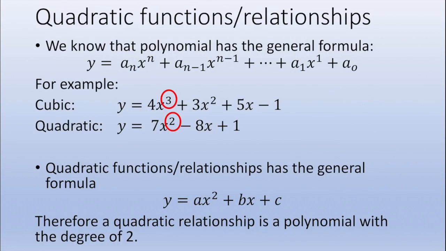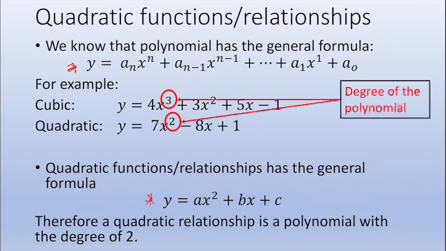For quadratic functions or quadratic relations, we can look at the general form, which is y equals ax squared plus bx plus c. Now we know that a polynomial has a general formula of y equals a_n x to the power of n, and so on and so forth. For quadratic, that's a power of 2, and cubic is a power of 3. These are actually the degree of the polynomial.